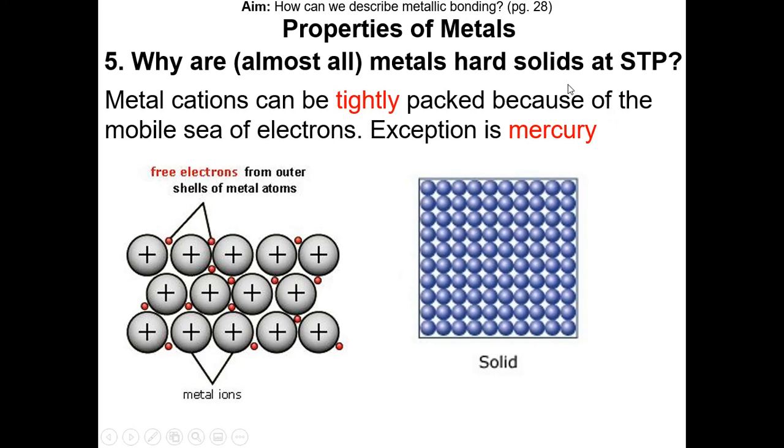Why are almost all metals hard solids at STP? So from the video, metal cations can be tightly packed because of the mobile sea of electrons. The only exception is mercury, which is a liquid at STP.